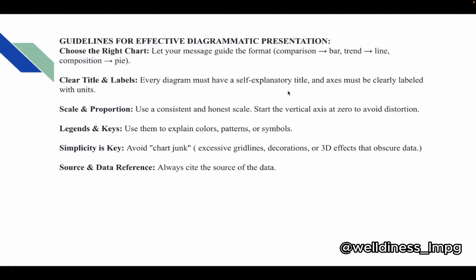Every diagram must have a self-explanatory title, and the axis must be clearly labeled with units. Scale and proportion. Use a consistent and honest scale. Start the vertical axis at 0 to avoid distortion. Legend and keys. Use them to explain colors, patterns, or symbols. Now, simplicity is key. Avoid chart junk. This we will soon address so that you will understand why we avoid it. What is chart junk? Excessive grid lines, decorations, or 3D effects that obscure the data. Like I said, we'll soon look at why we must avoid this.